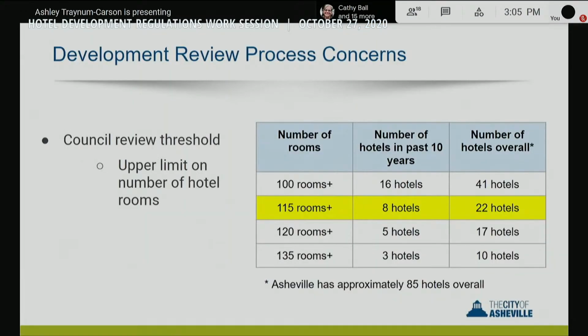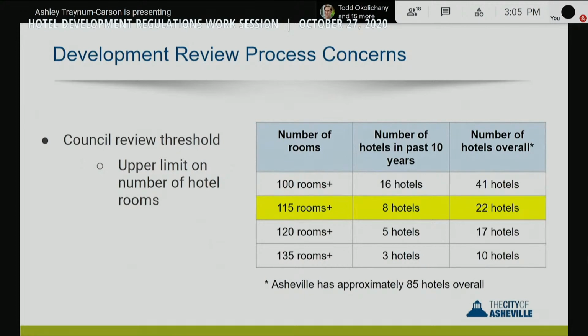A question that's come up in some of our conversations at the Riverfront Commission and with the community is whether we ought to also have a new council review threshold that would place an upper limit on the number of hotel rooms for any particular project. The table on the right shows you a couple of examples of what this could look like. The yellow highlighted row indicates how many hotel projects council would have reviewed if we had a cap on the limit on number of hotel rooms for any given hotel project.